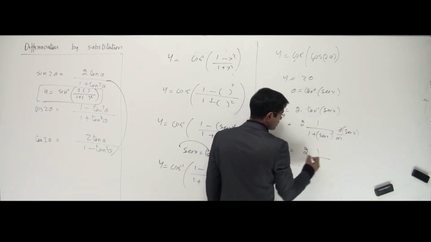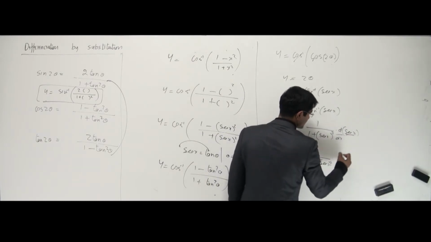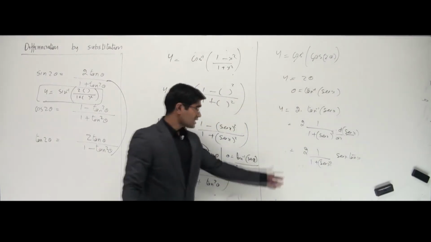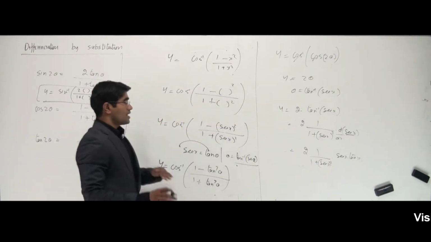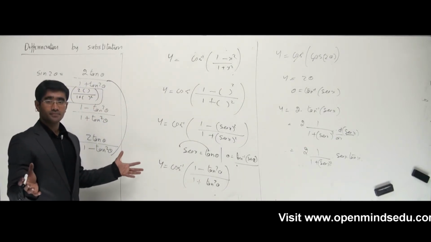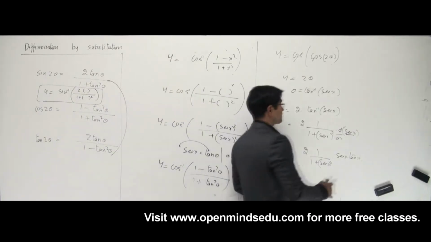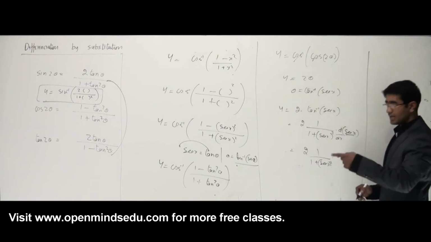2 into 1 by 1 plus secant x the whole squared, into secant x into tan x. That's it. I can further solve this, but let me stop there. Now, can you get this answer in 5 or 10 seconds? If this was a CET question, yes. If this was my question, let's take the question back again. I will not solve any of this, but still I can write the same answer.